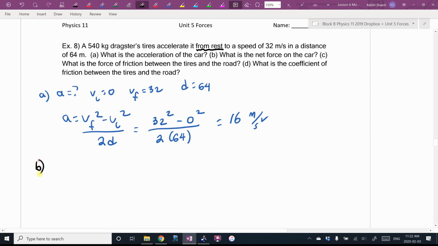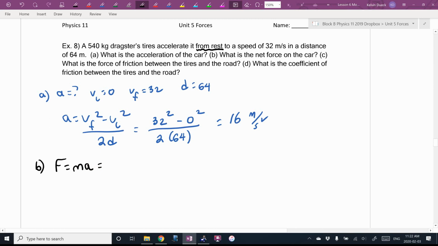B. What's B want me to find? The what force? Oh, that's a trigger word. I can go straight to, hey, F equals ma.